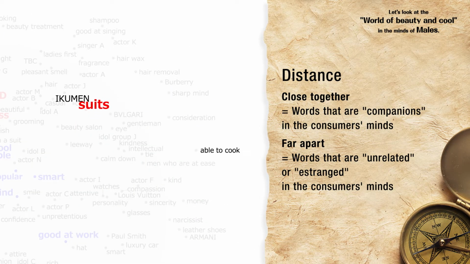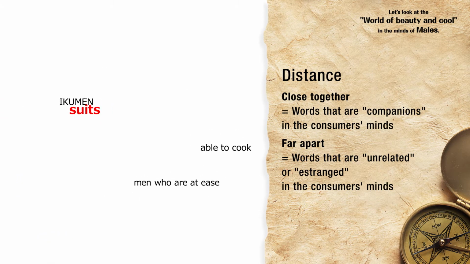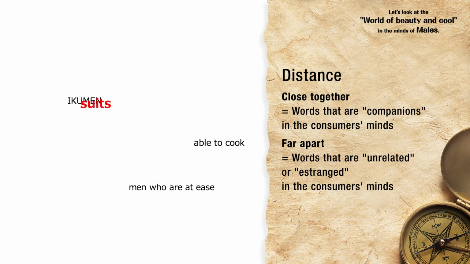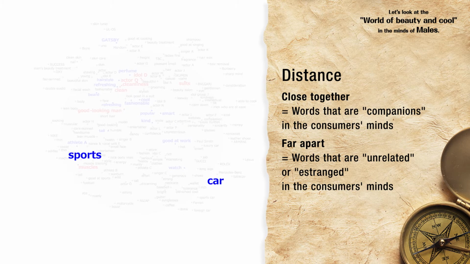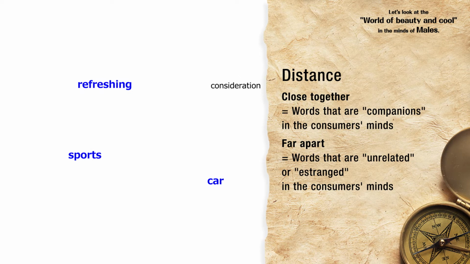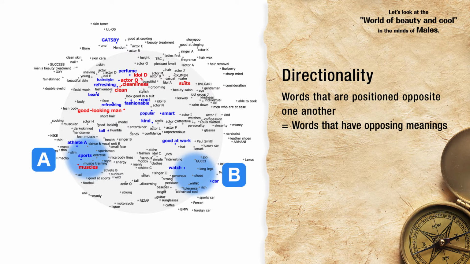For example, terms such as suits and ikumen, men who take an active role in child rearing, and able to cook and men who are at ease are found in the same area, indicating they are deeply related. On the contrary, looking at this map, we can see that sports and car, or refreshing and consideration, can be understood as having a shallow relationship with each other. Also note the directionality within the map. Terms positioned on opposite sides of the map from one another are interpreted as having opposing meanings.